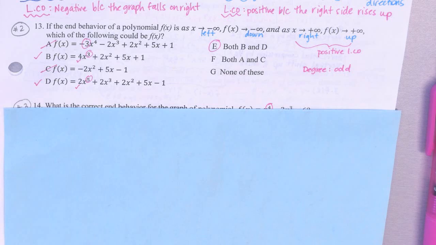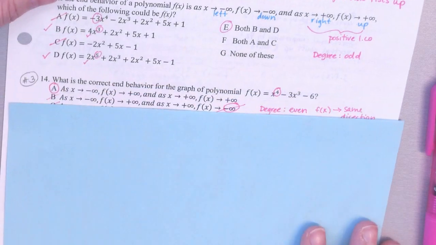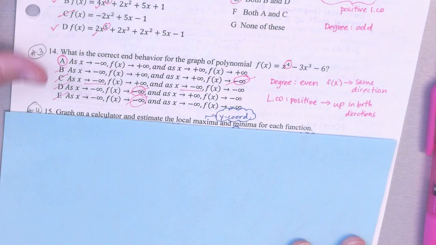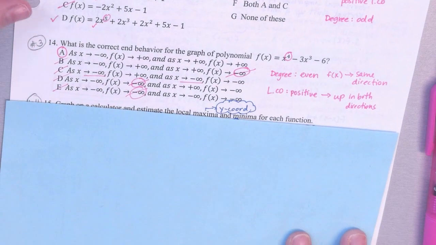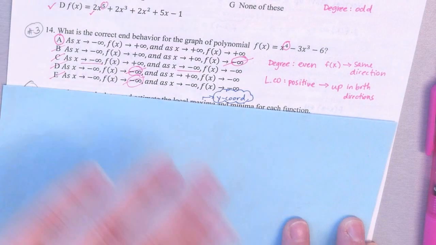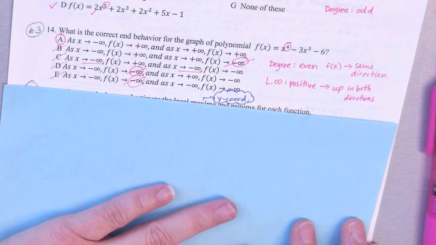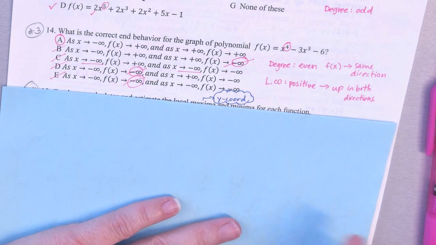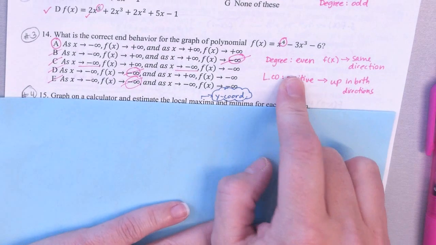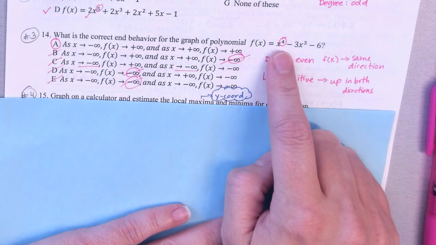Questions for me on that one? So using the process of elimination there. For number 3, another multiple choice. What is the correct end behavior for the graph of this polynomial? F of x equals x to the 4th minus 3x cubed minus 6. So again, you can see that I'm writing out some notes to help me make my decision.